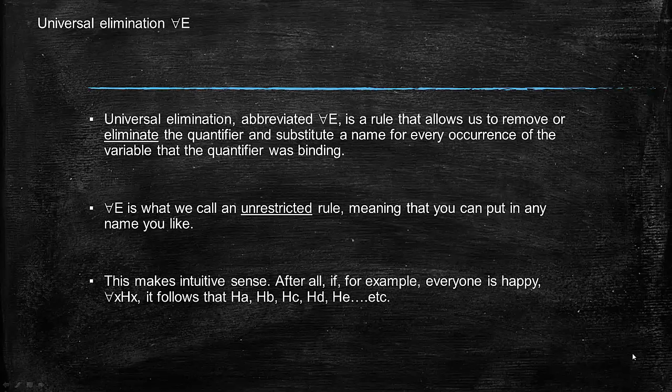And of course, this makes intuitive sense when you think about a universally quantified proposition like everyone is happy, which we would characterize as for all x, Hx. Well, that means everyone is happy. So surely you should be able to infer from the fact that everyone is happy that Alvin is happy, or Bernice is happy, or Charlie is happy, or Denise is happy, etc. Not just or, but and. You can infer anyone you like.